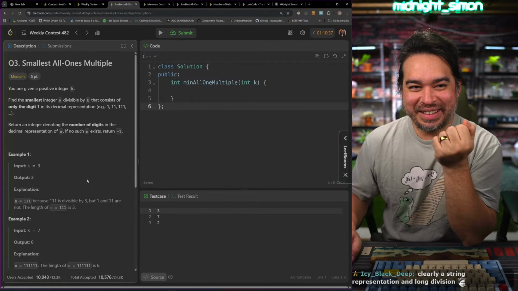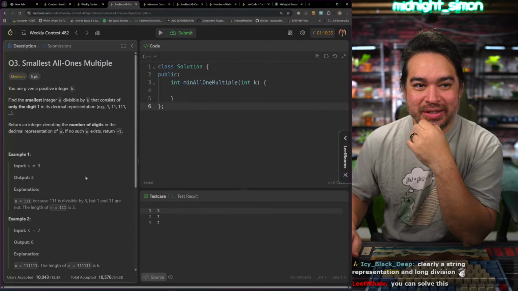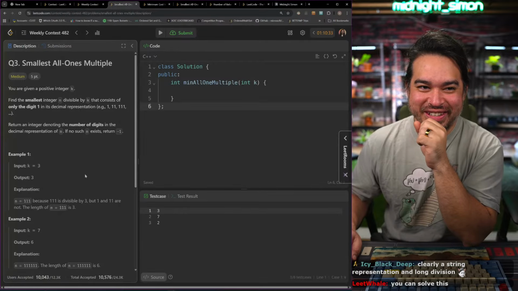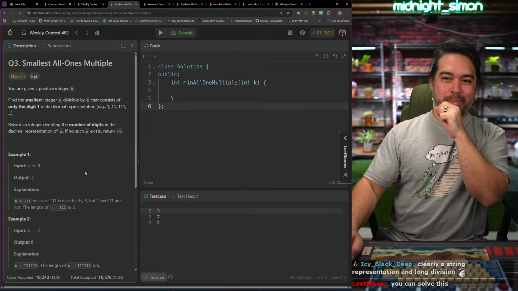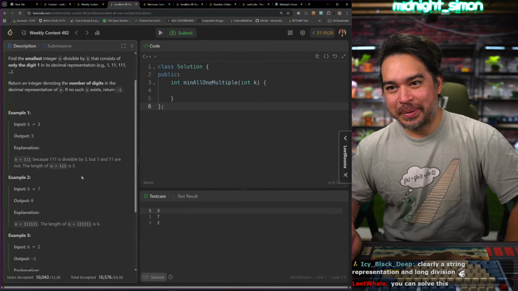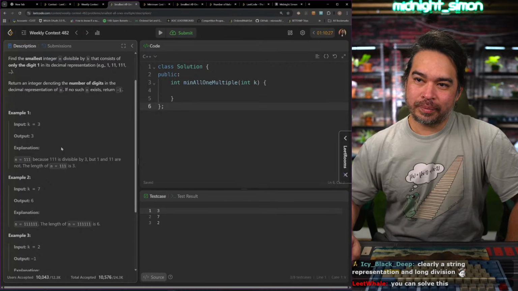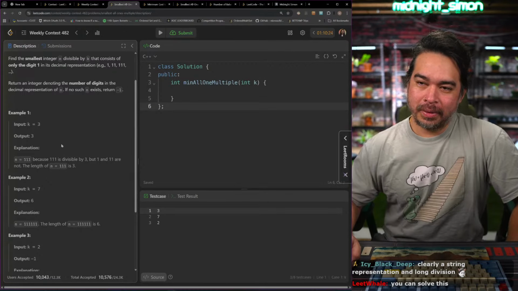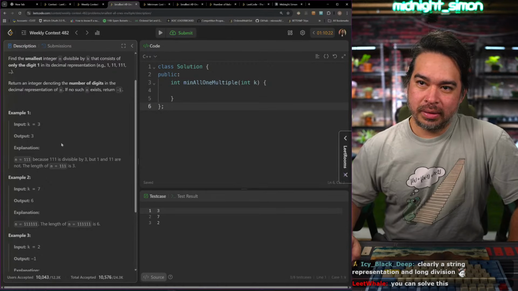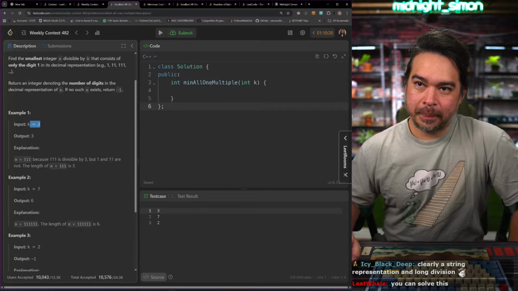I see black deep, what's happening? Clearly a string representation of and long division. Wait, I can solve this? How can I solve it?